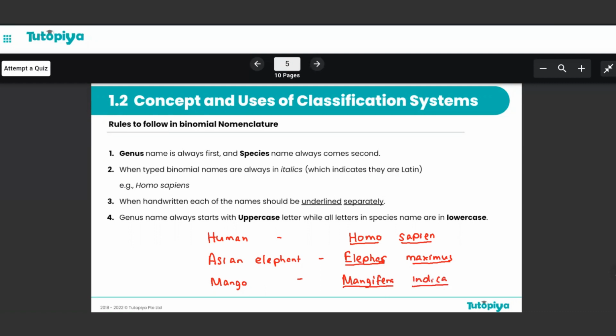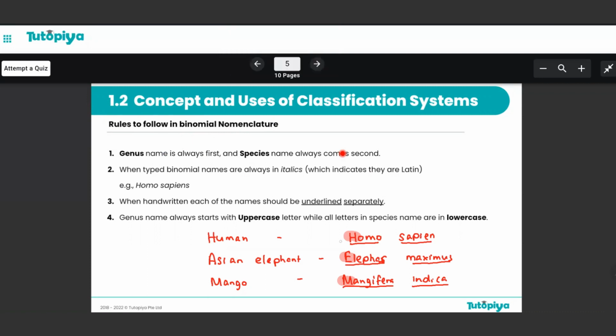Now, when I was writing these scientific names, did you all notice how I have underlined each name separately? And also how I've started the first letter of the genus name with a capital letter. So basically, for any scientific name, there are a set of rules that were assigned by Linnaeus, and we have to always follow these rules when writing down scientific names according to this binomial system. Right, here are the rules. There are 4 rules. Rule number 1, the genus name is always first and the species name always comes second.